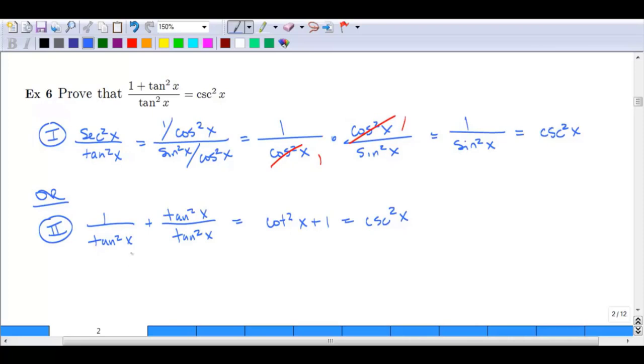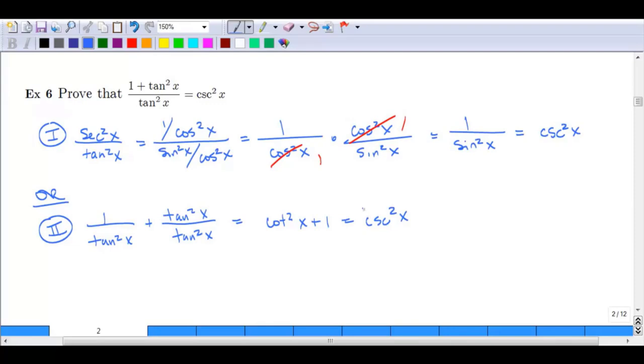Or this one's actually a little bit simpler, and it only works because we have a single term in the denominator. If there had been addition or subtraction in the denominator, we can't use this, but it works out nicely here. We have 1 over tangent squared x plus tangent squared over tangent squared x. 1 over tangent squared is cotangent squared. Tangent squared over tangent squared is 1. And again, by the Pythagorean identities, we get to cosecant squared of x. So both of those work.